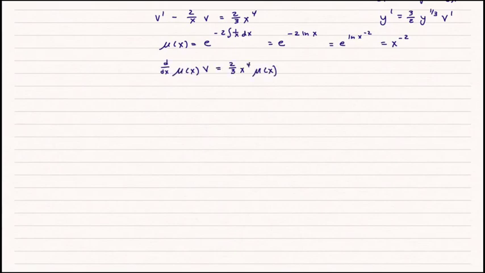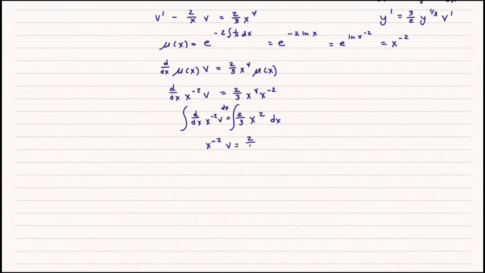Here's the general way I set up a linear equation. And now I'm going to go ahead and substitute the mu of x that I've just calculated. Once I have it in this form, I can go ahead and integrate both sides with respect to x, like I've done in the past, and my left-hand side is x to the -2 power times v, and then my right-hand side works out to be 2/9 x to the 3rd plus c.